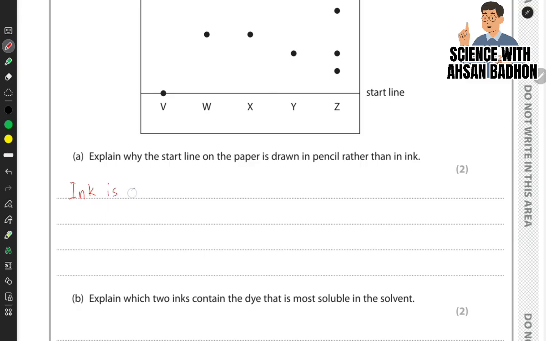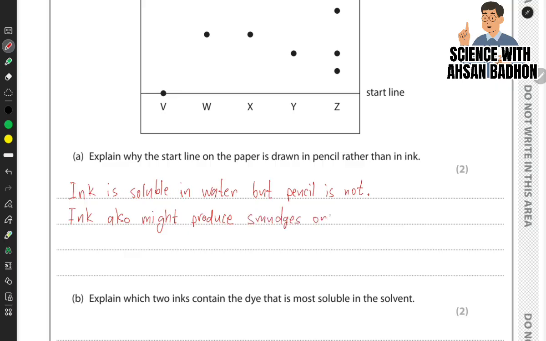is soluble in water but pencil is not. And the other thing is that it might produce smudges or dots. Ink also might produce dots in the chromatogram.